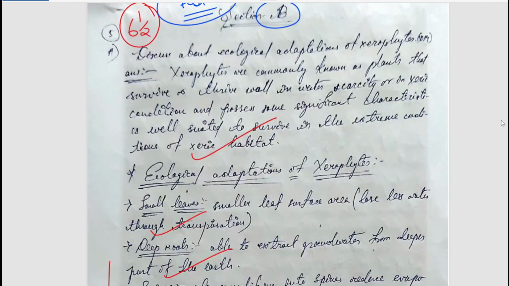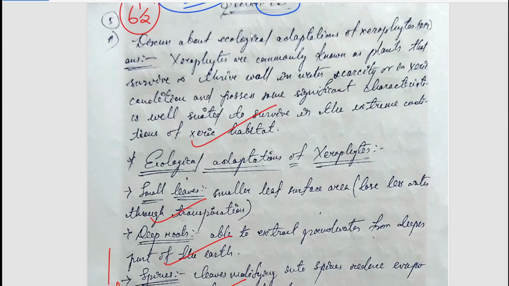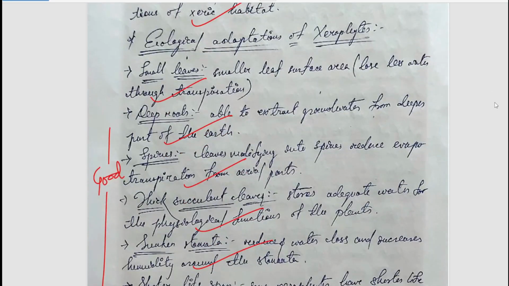So let's start. The first question is, discuss the ecological adaptations of xerophytes. We all know what xerophytes are: the plants that survive in arid conditions. So what are arid conditions? That is water scarce condition, where there is some water scarcity, also known as xeric conditions. So we will see the ecological adaptations.